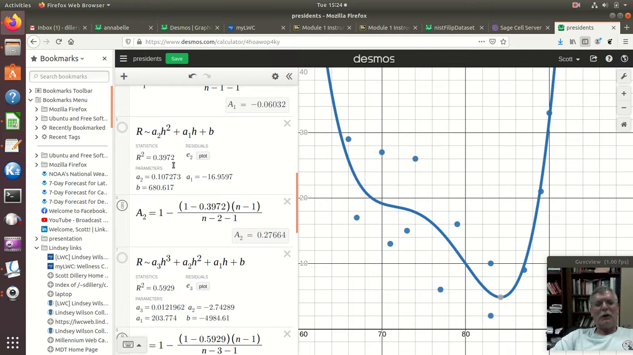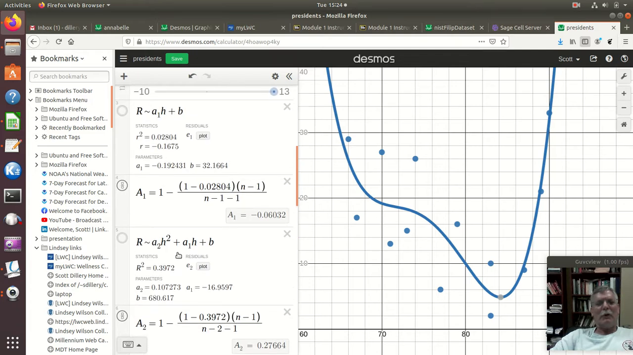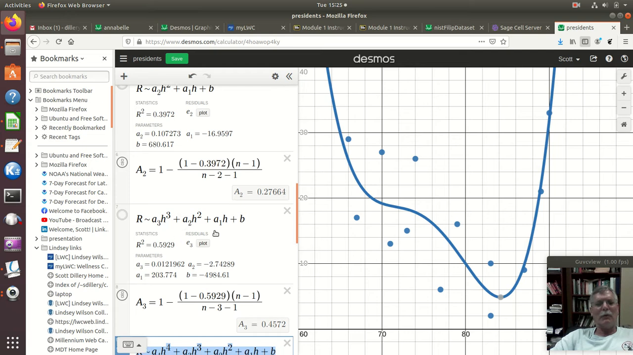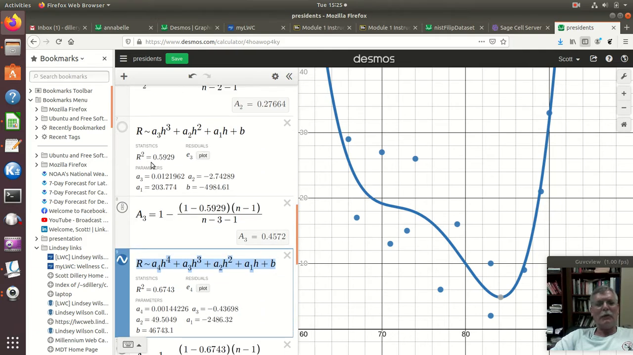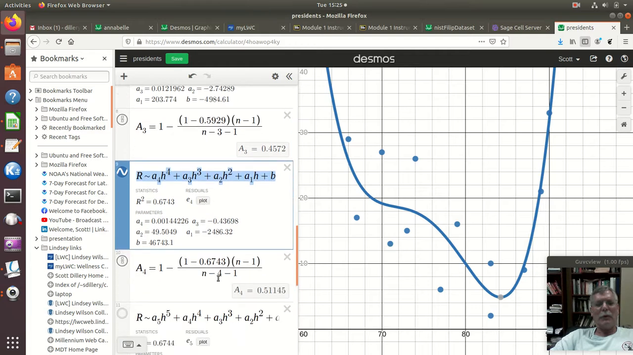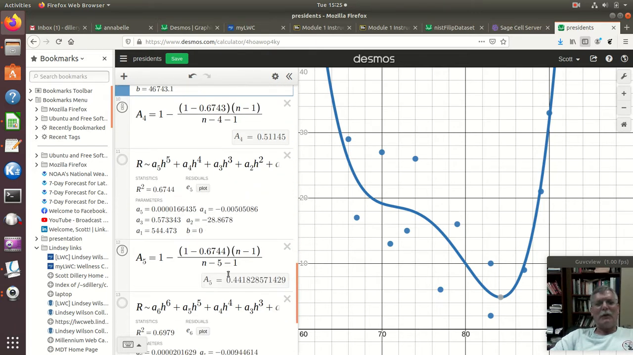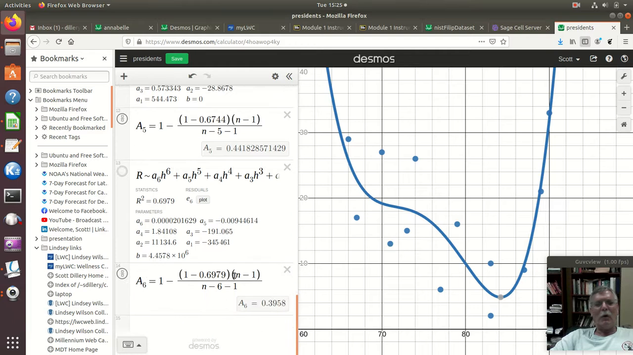Every time I added a column, it was just doing a multiple regression with more columns. So here we just had an h column, then an h squared and an h column, then an h cubed, an h squared and an h column, h to the fourth, and so on. So we just kept adding columns. We got better and better fits. Our R squared showed that. But we peaked in our adjusted R squared at a 4 here with the fourth degree polynomial, and then things started dropping like a rock.